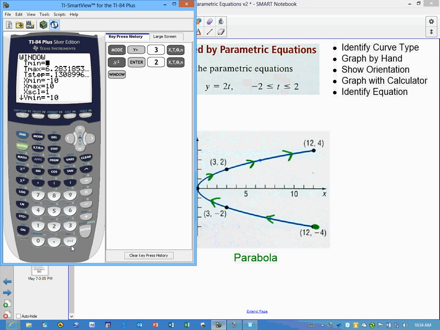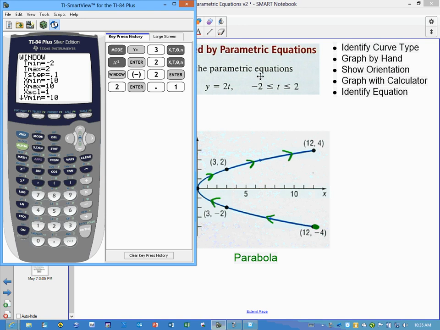So our t minimum is going to be -2. Make sure you're using the negative button, not the minus button. So -2, and then enter or down arrow, to +2, enter. And now t-step acts just like theta step did in the polar equations. It's going to be the trade-off between detail and speed of graphing. So, for example, if I did 0.1, we're going to see how the graph is.